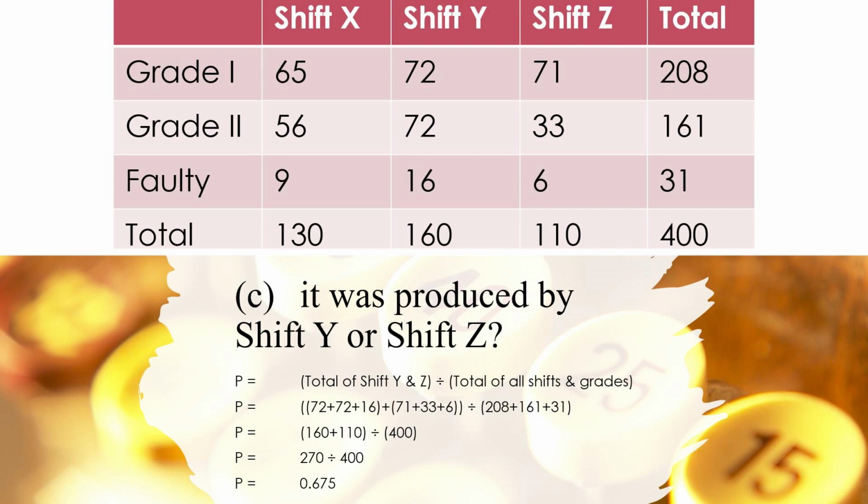Now in the third scenario, if we pick an item randomly from the day's production, what is the probability that it was produced by shift Y or shift Z? So we again apply the addition rules of probability. First we will determine the total of the shift Y and Z numbers, and then we will divide it by the total of all shifts and grades.